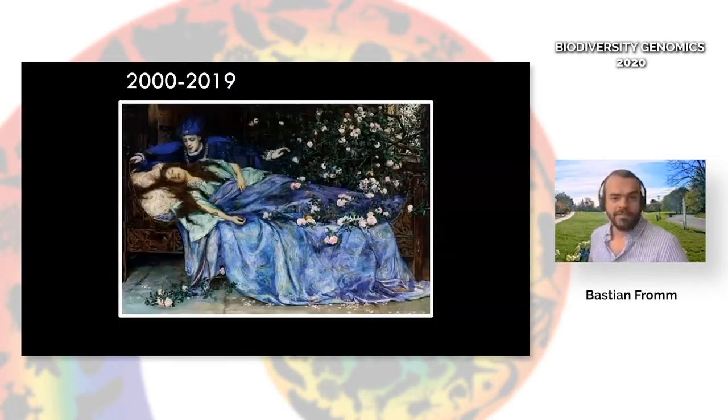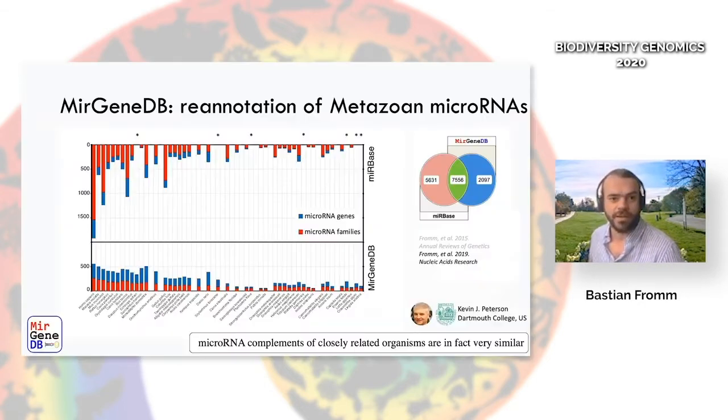Now, I'd say there was another sleeping phase for the microRNAs until some of us, including me, actually tackled the problem. And you can see here in the bottom the number of microRNAs for these organisms after we re-annotated them. And you can see that very closely related organisms, pretty hard to read, I guess, here's human and macaque, they're very similar. And now we have actually a base to use microRNA complements for predictions.